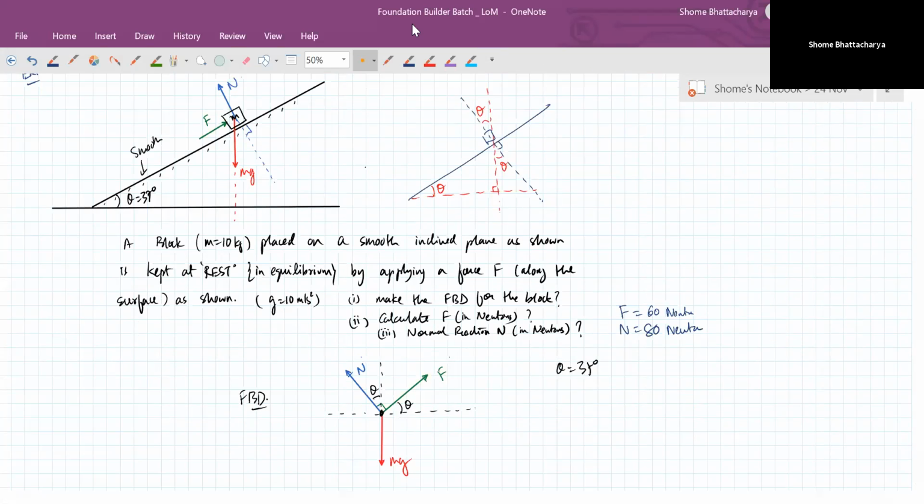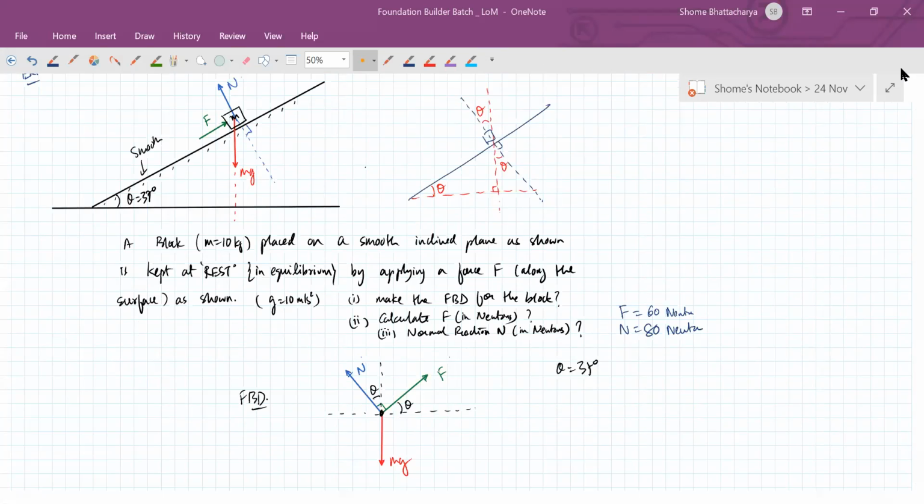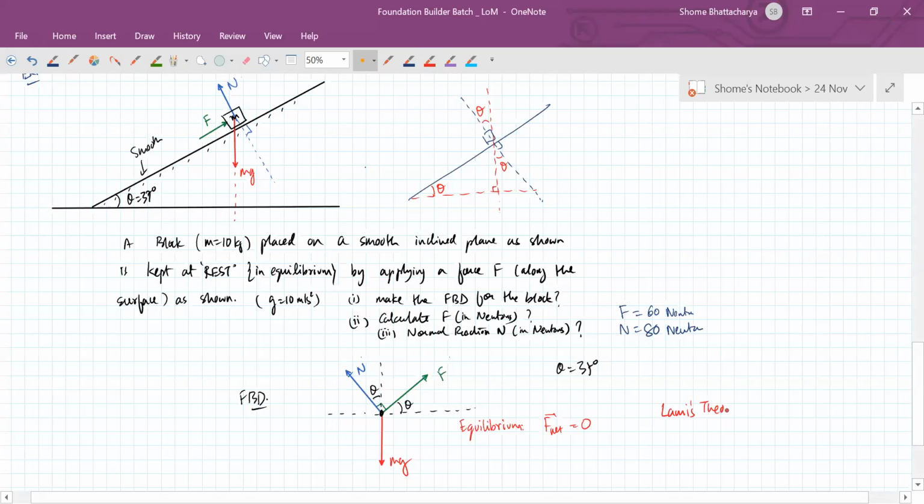Now next what we have to do here is balance the forces. So now this body should be in equilibrium, so we can make use of Lamy's theorem. Net force should be zero. So you can see here that one way of solving it is by Lamy's theorem, and the other is by resolving. But let's start with Lamy's theorem.